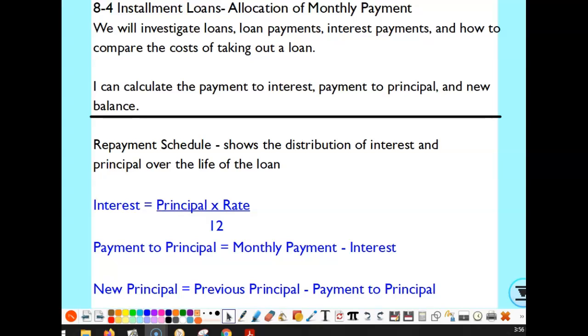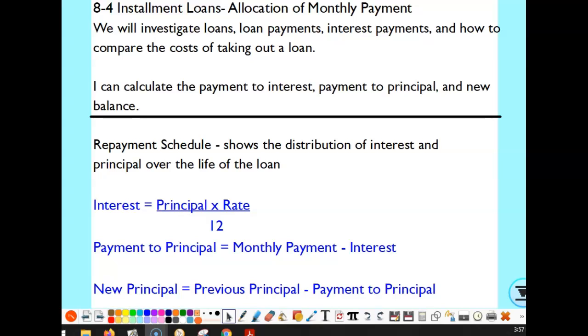Section 8.4, again with installment loans, we're talking about how the monthly payment is split up. Every monthly payment is made up of interest and principal. Every month, some of that payment goes to the interest amount and some of it goes to the principal amount. Today we're going to calculate how much goes to the interest, how much goes to the principal, and what the new balance is after we pay off that principal.